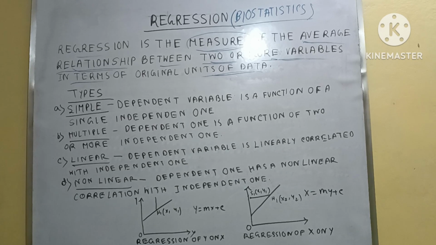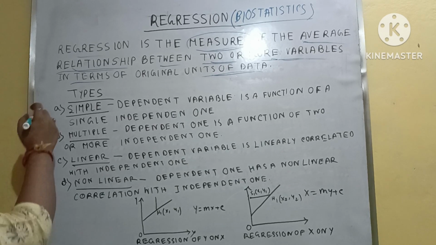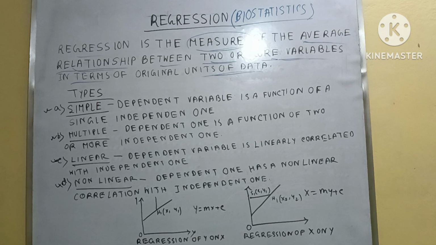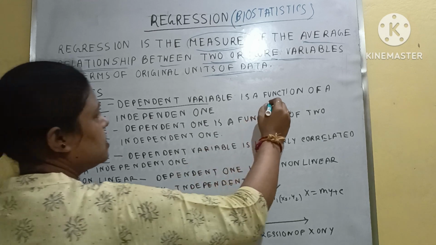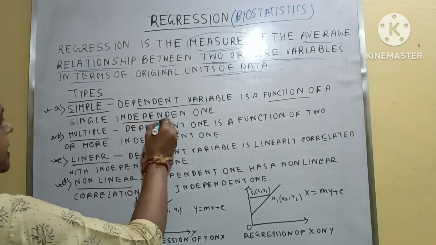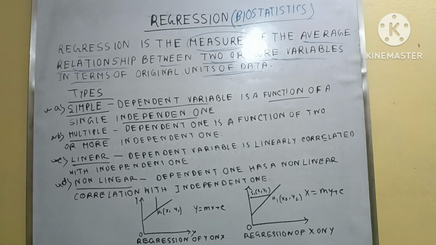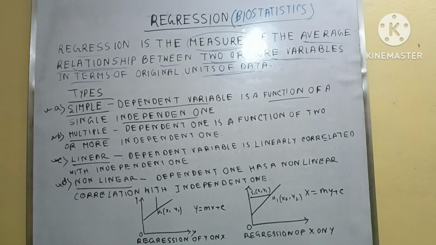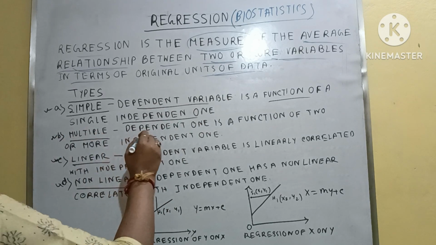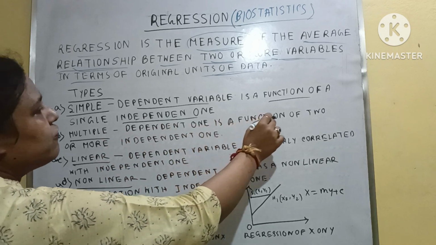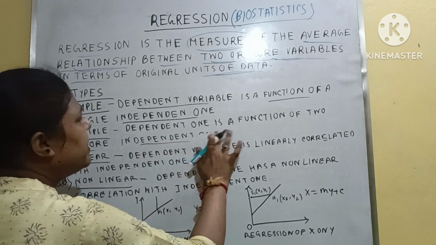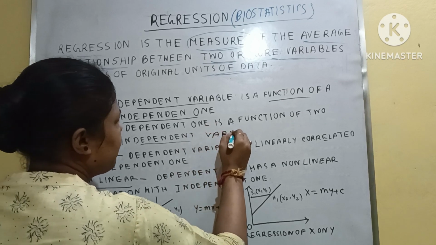These are the types of regression: first simple, second multiple, third linear, and fourth non-linear. In simple regression, the dependent variable is a function of a single independent variable. In multiple regression, the dependent variable is a function of two or more independent variables.